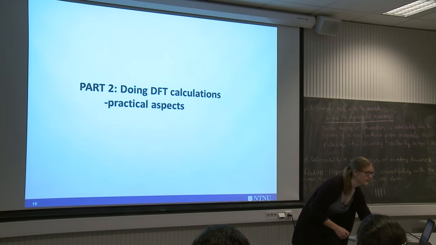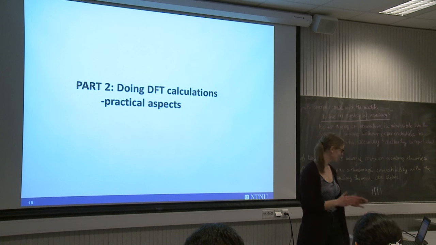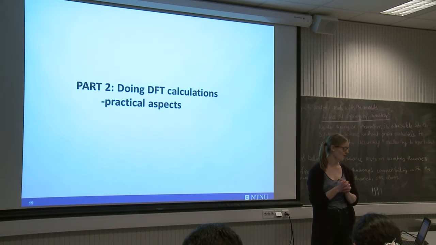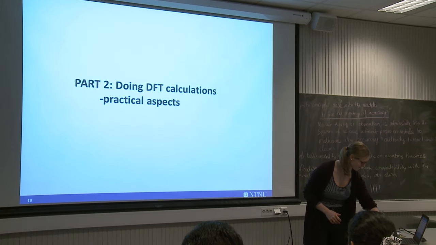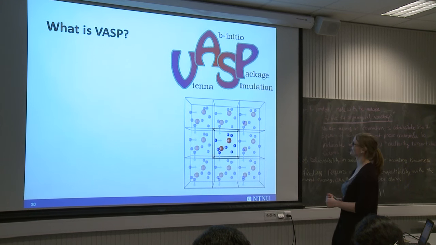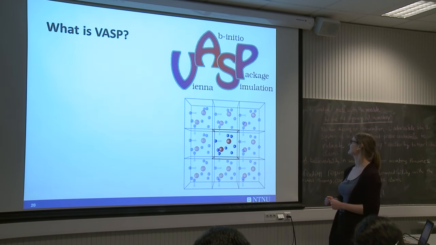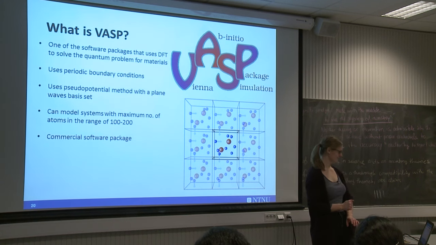Right, so that was a lot of concepts. Now we're actually going to talk a bit about how we do DFT calculations on our computer, some practical aspects. So the software we use is called VASP, or Vienna Ab Initio Simulation Package. So what is it?